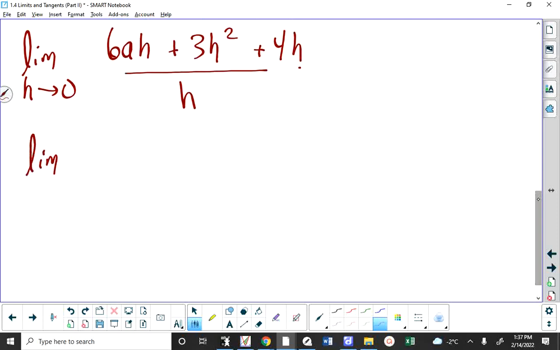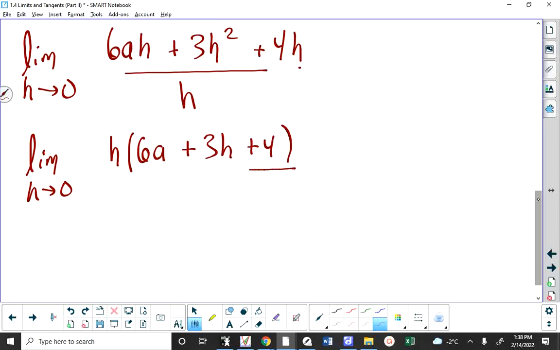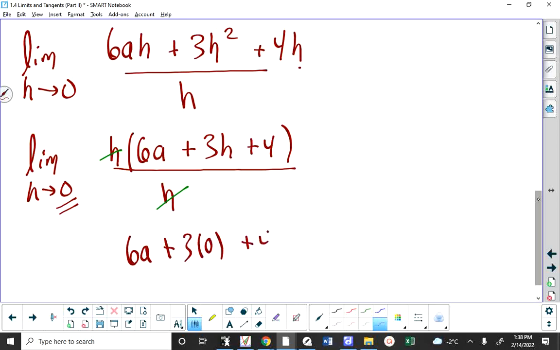Again, it's the limit as h approaches 0. Don't take out 2h. Well, I guess you can't because there's a 3. Only take out the h regardless of anything else that's factorable. That's all you care about. Leaving me with 6a plus 3h plus 4. The h's cancel, leaving you with that limit. And now, because h is no longer in the denominator, we can put h equals 0 in and get 6a plus 3 times 0 plus 4.